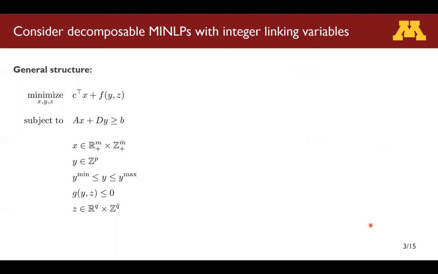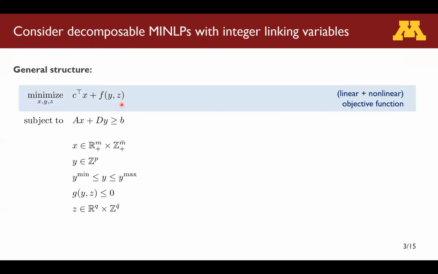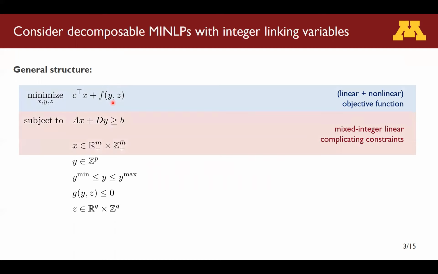So the class of MINLPs that we consider in this work has the following general structure. We have 3 sets of variables, x, y, and z. The objective function is linear in x and has a second part that's nonlinear in y and z. Then we have these linear complicating constraints that involve x and y, and the x variables can be both continuous and discrete. We call them complicating constraints because the assumption is that if we remove these constraints, then this entire problem becomes easier to solve.